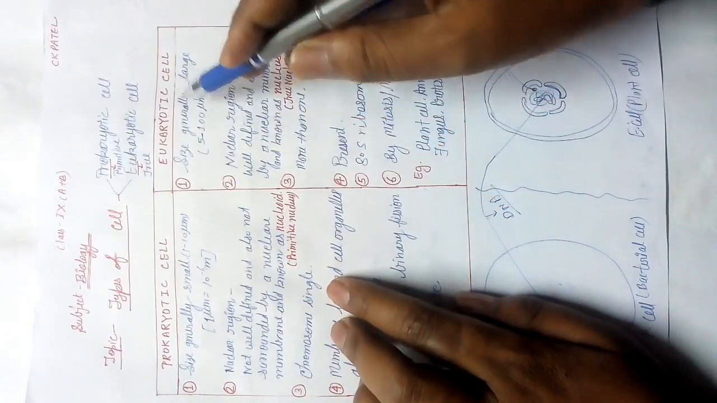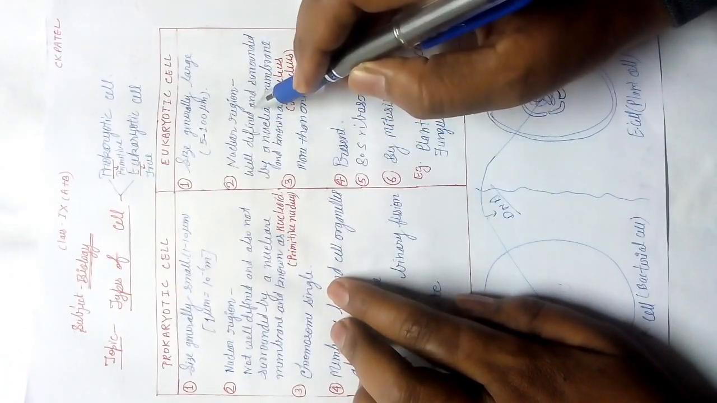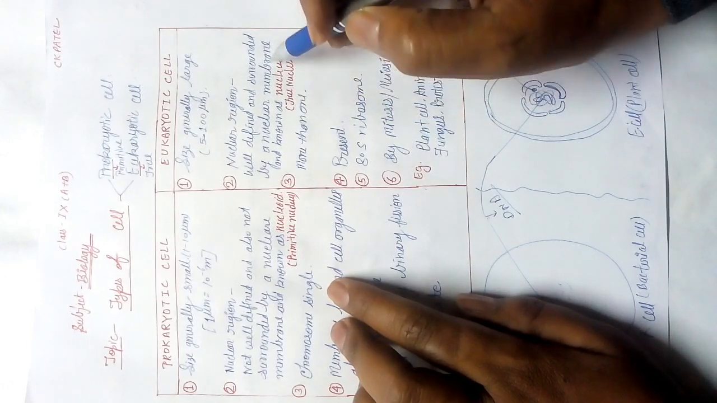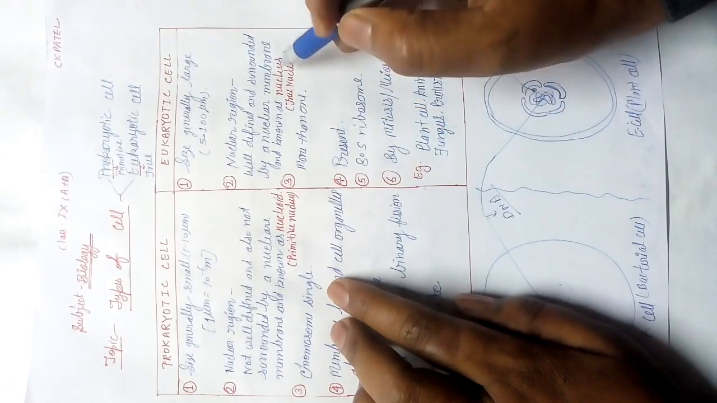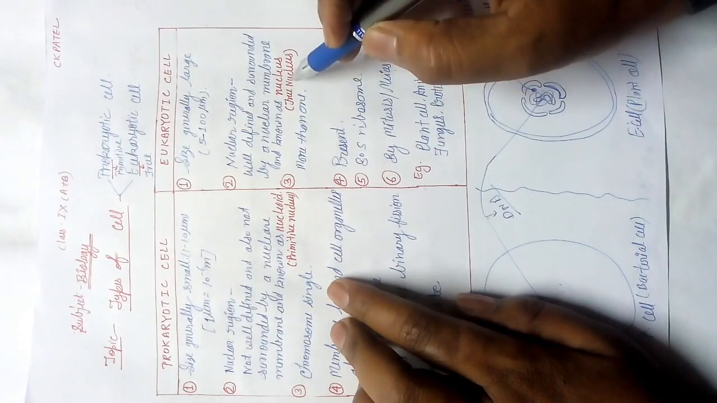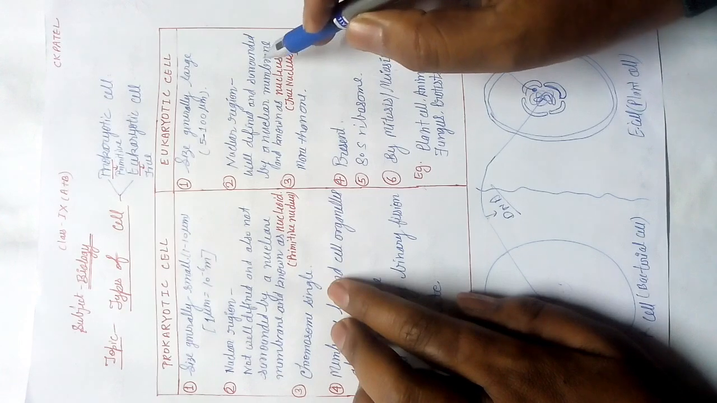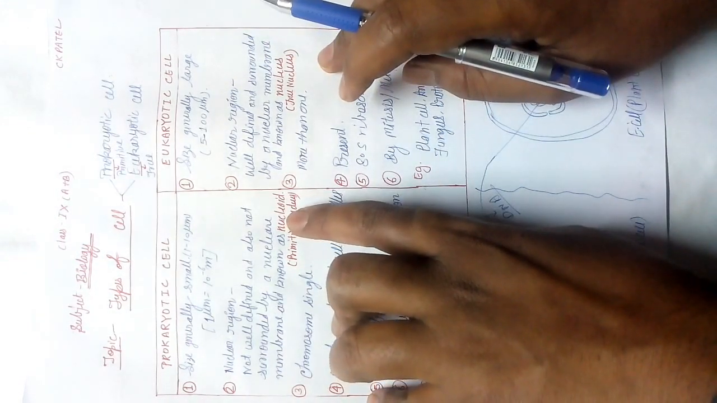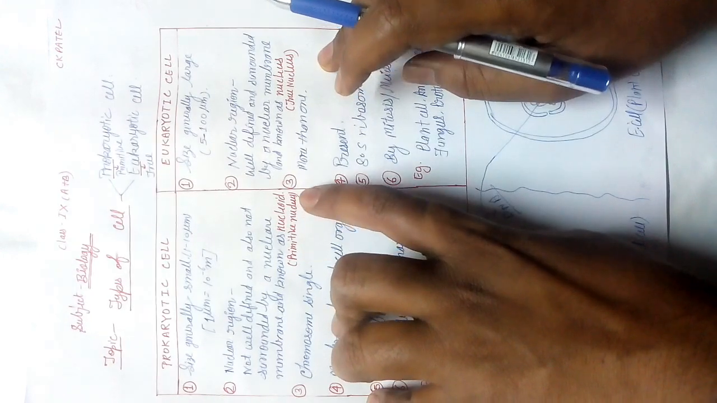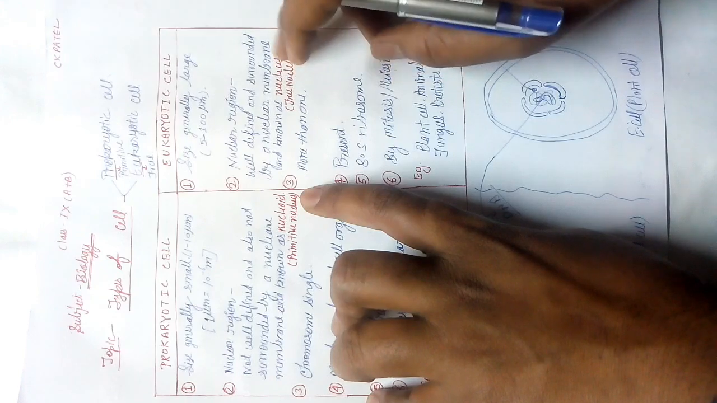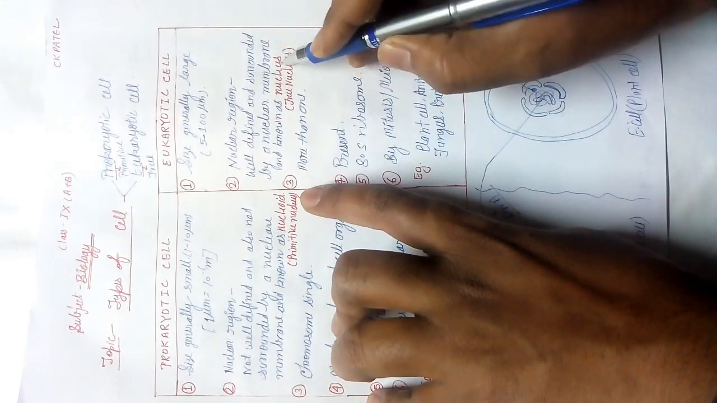Next, in the case of the eukaryotic cell, the nuclear region is well defined and surrounded by a nuclear membrane, and known as nucleus. Also it is called the true nucleus. Okay, in case of primitive nucleus, it is called nucleoid. When DNA is surrounded by a membrane, it is called nucleus.